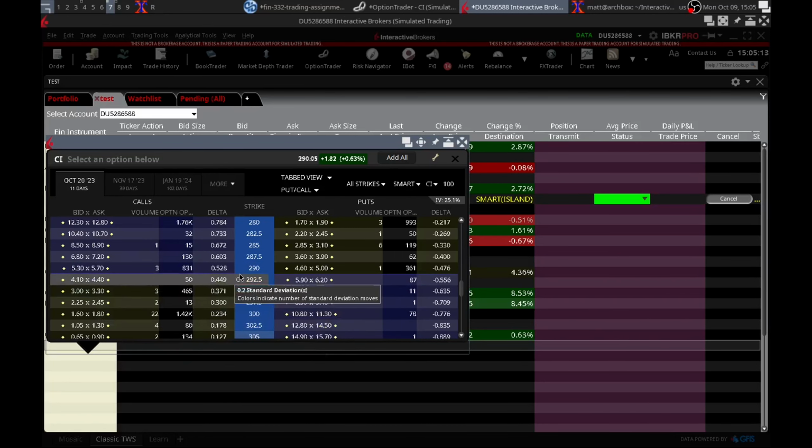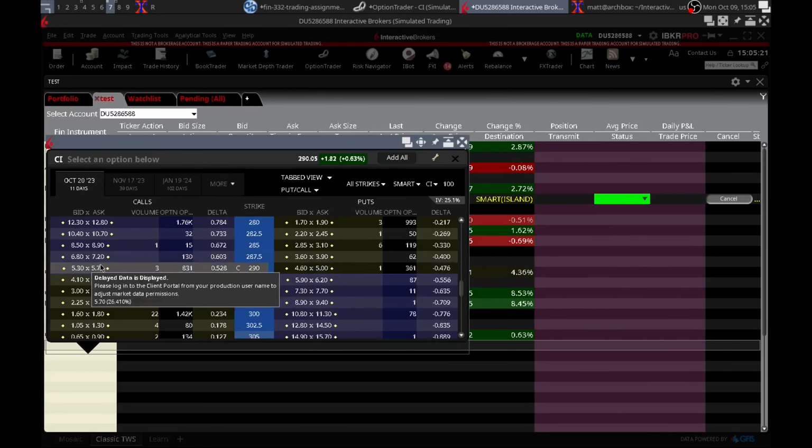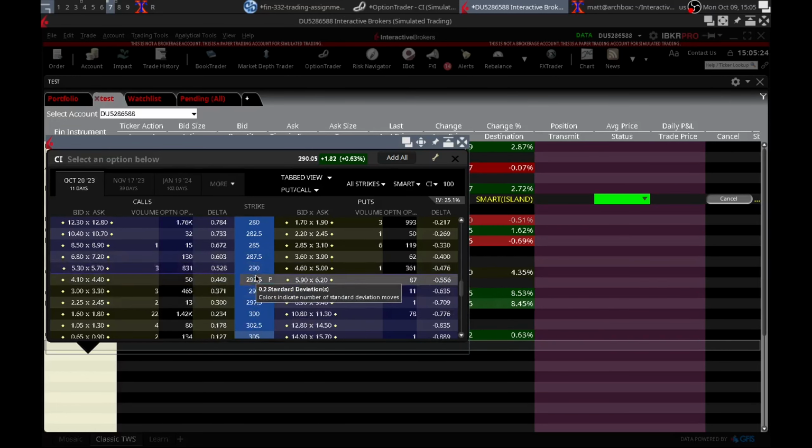So here, this is an at-the-money option. So what we're looking at is Signa's 290, and the strike price here is 290, right? So this is our at-the-money. You can think of 290 as at the money. So we have an ask of 5.7, bid of 5.3.